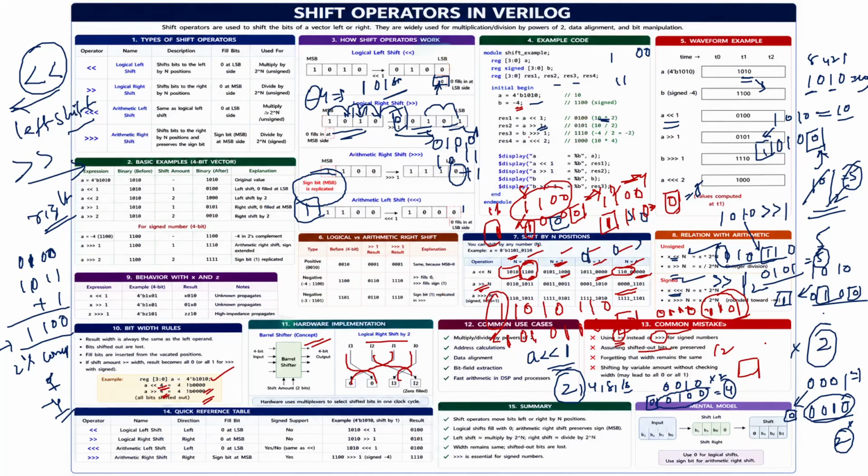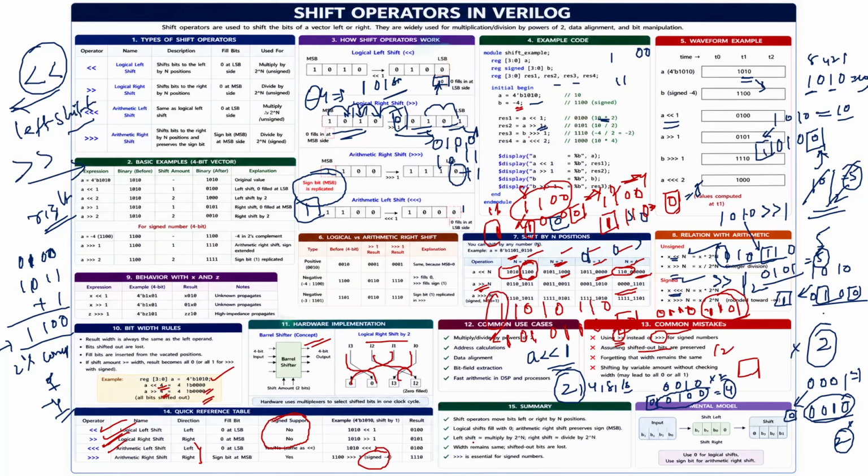Okay, so these are the operators: logical left shift, logical right shift, arithmetic right shift, and arithmetic left shift. Okay, left shift and right shift. Signed operations are not supported by the logical operators. Here signed operations are supported by the arithmetic operators. Okay, that you can remember. So when you are doing signed operations, that is related to the arithmetic shift operators only.